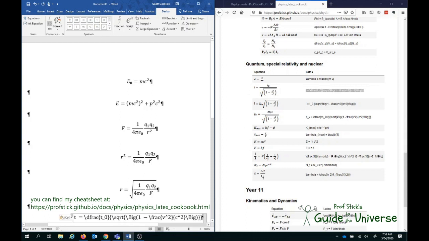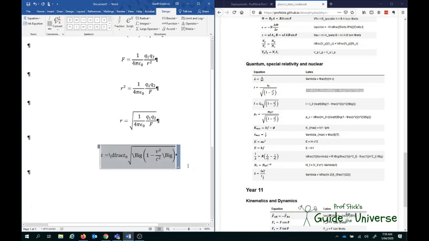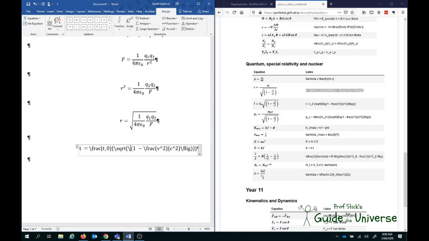Microsoft Word. Microsoft Word doesn't understand all of the LaTeX commands, so the commands I've used here are to give us prettier fractions, dfrac, and to give us big brackets. Microsoft doesn't understand those, so I've got to take the dfrac out and replace it with frac and get rid of the big. And now when I convert it, I'll have the time dilation equation.